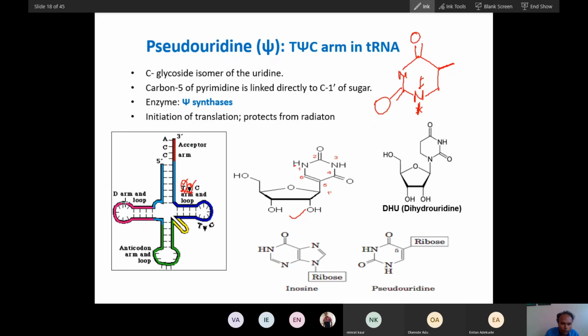Now the DHU loop. Why is the D loop called that? Because of dihydrouridine. This loop is rich in the reduced form of uracil. What is the reduced form of uracil? This is uracil here, and this is the reduced form of uracil. This loop is very rich in DHU, and the anticodon loop has IMP. So did you understand the abnormal bases, and where they are present?